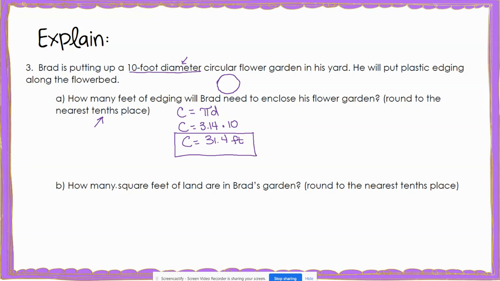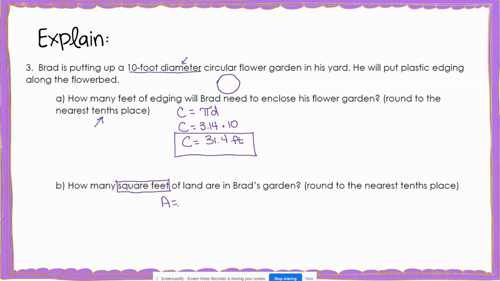Part B asks how many square feet of land are in Brad's garden? Well, again, this doesn't tell us if we are being asked for area or circumference. But when we talk about square units, whether it's square feet, square inches, square centimeters, whatever it is that we're measuring, when they are measured in square units, that is always area. So that means we are going to use area to solve this problem.